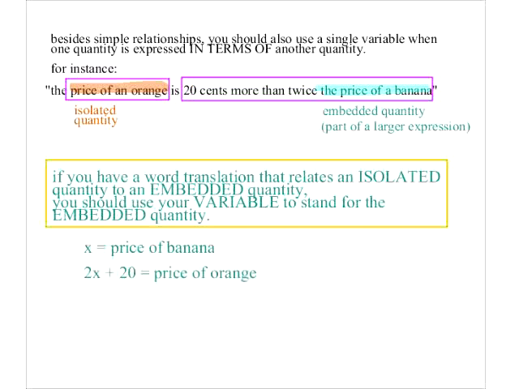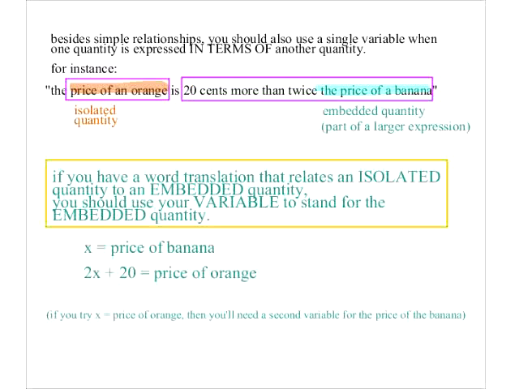If you try X for the price of an orange, then you're going to have a hard time doing the price of a banana without having another variable. Let me type that out for you guys. If you try X equals price of orange, then you'll need a second variable for the price of the banana. And that's just awkward.